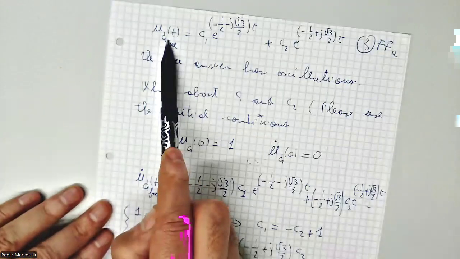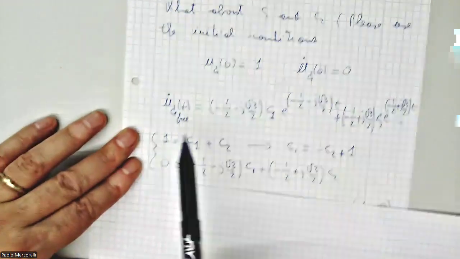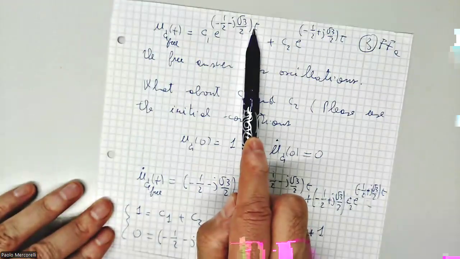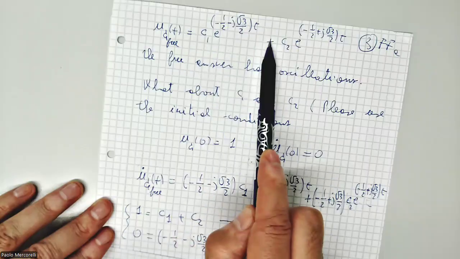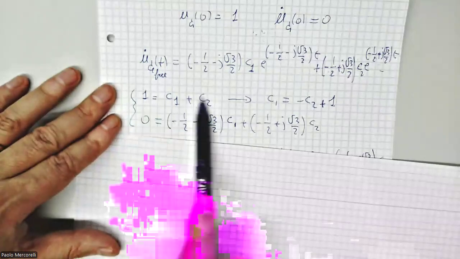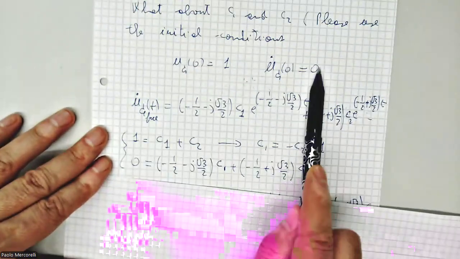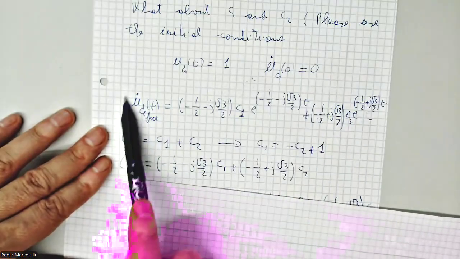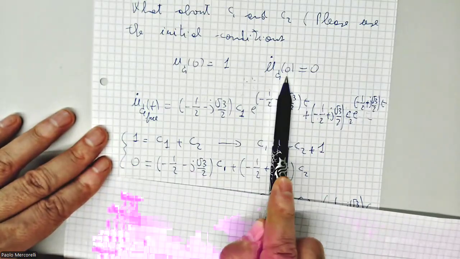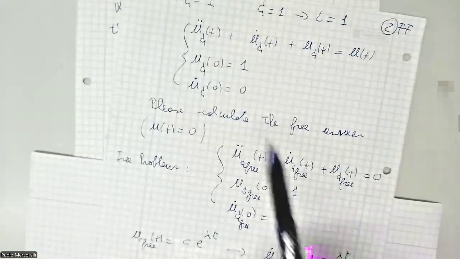UC at time 0 is 1. If I put here 0, I have a C1, plus if I put here 0, I have a C2. Math, this expression. What about this? Now I will use this one with this condition, as we did basically last time. I put here 0 because it's given. Again, the problem is given.